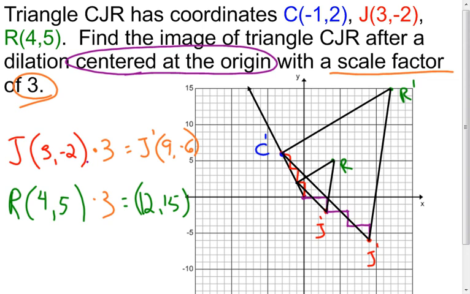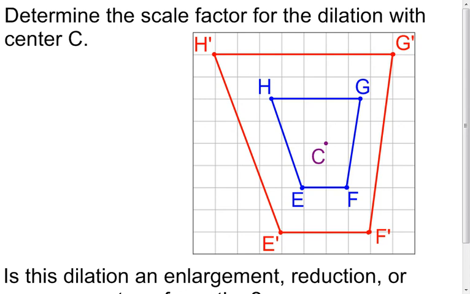And we have our pre-image and our image. Now my next one, I give you the pre-image and I give you the image, and I want to figure out what is the scale factor. So what do I have to multiply the lengths of the blue quadrilateral by to get to the lengths of the red quadrilateral? Or what would I have to multiply the coordinates of the blue quadrilateral by to get to the red quadrilateral if C were at the origin?